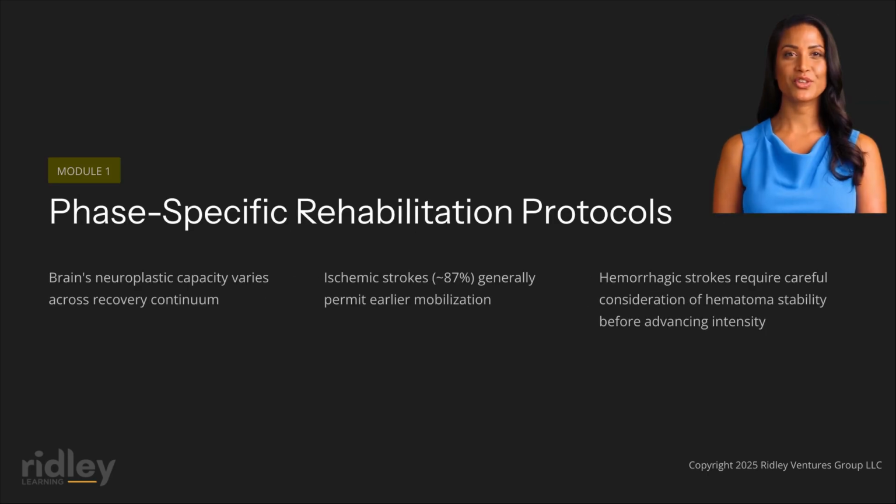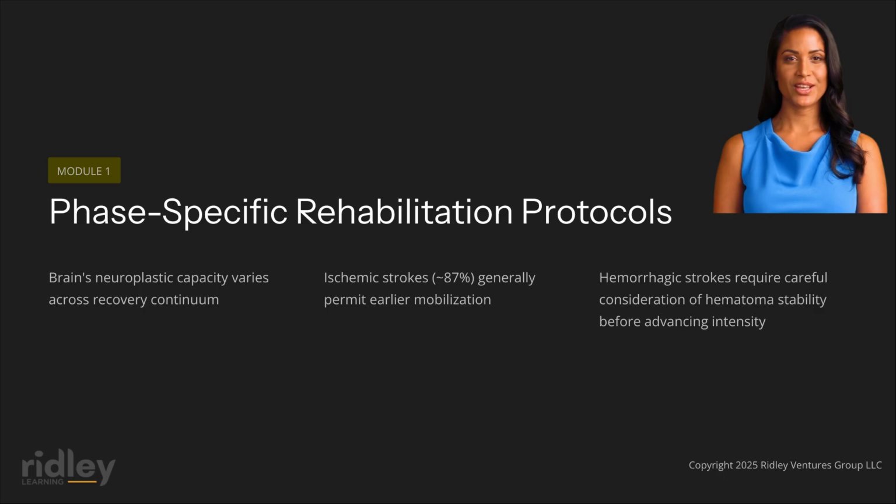Now let us begin with our first module on phase-specific rehabilitation protocols. Stroke rehabilitation represents one of the most complex and time-sensitive domains in neurological recovery, requiring clinicians to navigate critical decisions regarding intervention timing, therapeutic intensity, and protocol selection based on stroke etiology and phase of recovery. The fundamental principle underlying phase-specific rehabilitation is that the brain's capacity for neuroplastic change varies considerably across the recovery continuum, with distinct windows of opportunity that demand tailored therapeutic approaches.